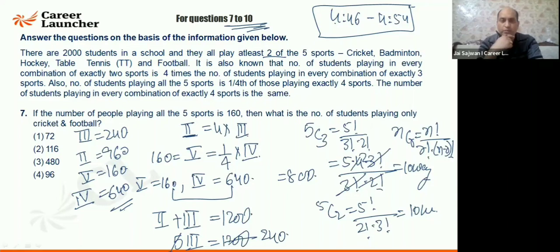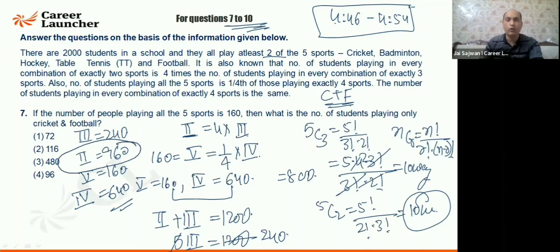What is the number of students playing only cricket and football? So cricket and football, only 2 games need to be played. There are 10 ways. Listen to this. The total number of people who play exactly 2 games is 960. And there are 10 such combinations because every combination is coming out to be the same. So 960 upon 10 will come out to be what? 96. So I will say my answer is 96.